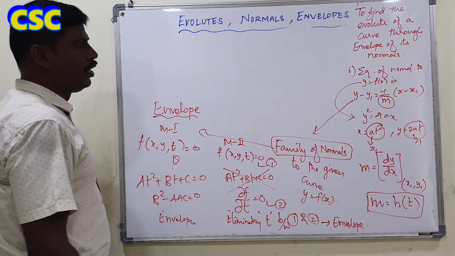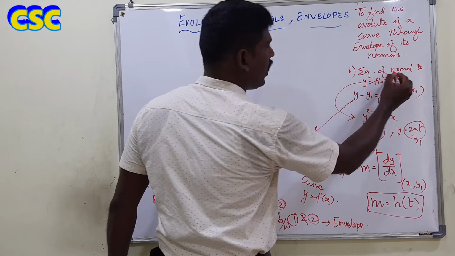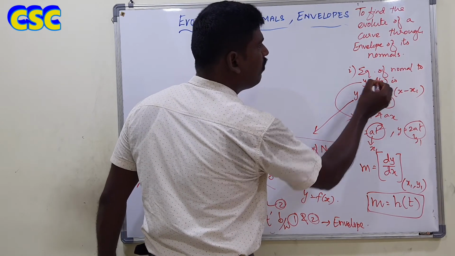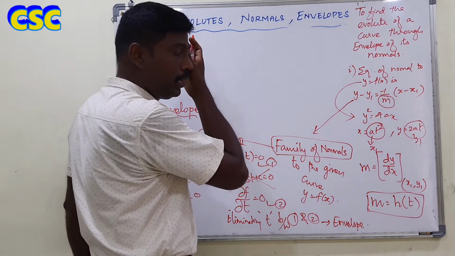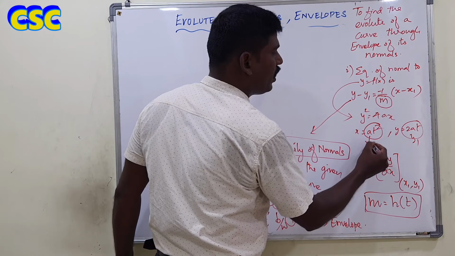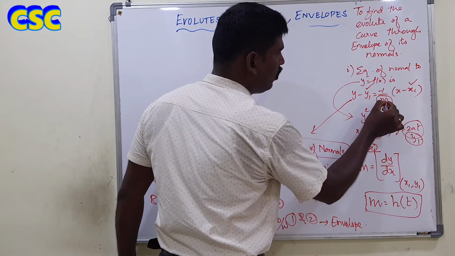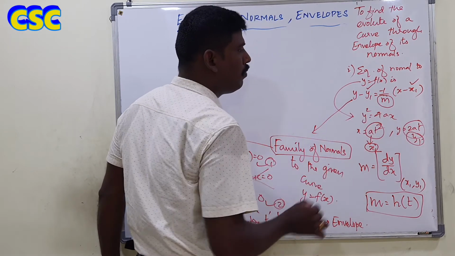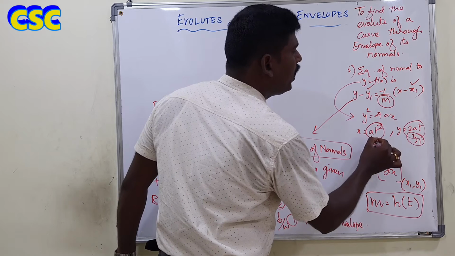That's all. So, how to find the envelope of the curve through the envelope of its normals? First, write down the equation of the normal to the given curve y equal to f of x, that is y minus y1 equal to minus 1 by m into x minus x1. Write the parametric form of the given curve. Through the parametric form, you can find x1 and y1. The only unknown we need to find is m, the slope of the curve at the point x1, y1.